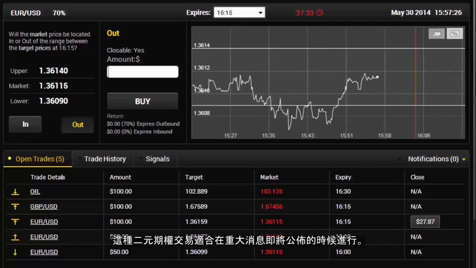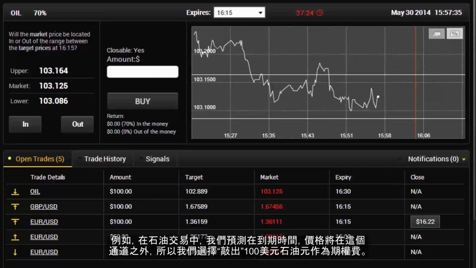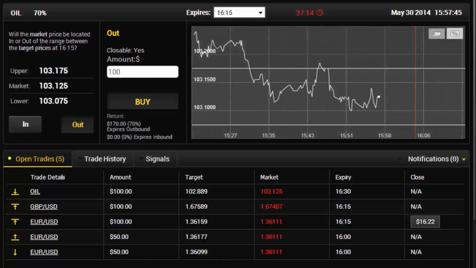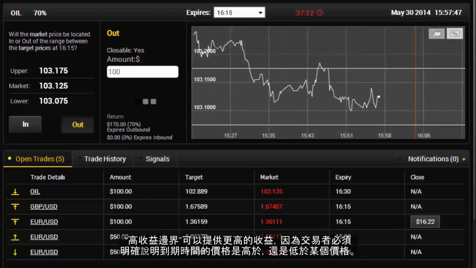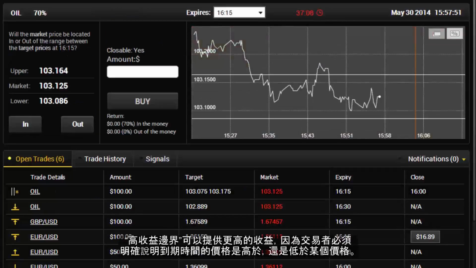This type of binary option is suitable near major news announcement time. For instance, in oil trades, since we predict that the price would go out of this channel at the expiry time, we can select out on oil with £100 as its premium amount. High yield boundary provides a higher amount of payout, as traders must specify if the price would be higher or lower than certain values at the expiry time.